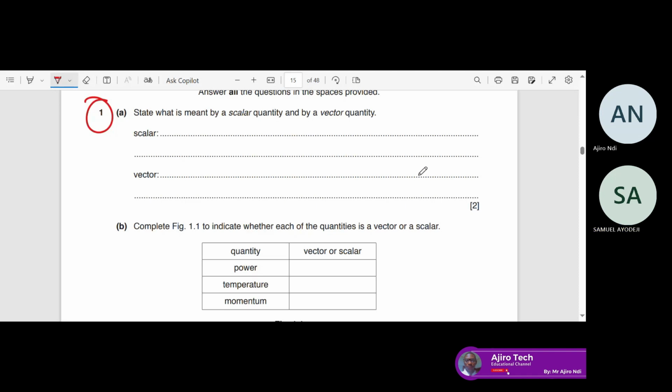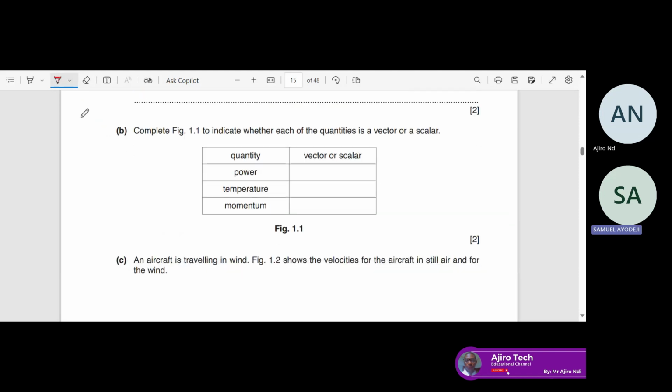It's a quantity that has magnitude. A quantity with only magnitude. Okay, fine. Now do this B, just tell me and I will tick. Power, is it a scalar? Power is a scalar. Okay. Temperature, scalar. Momentum, vector. Okay, fine. So that's good.